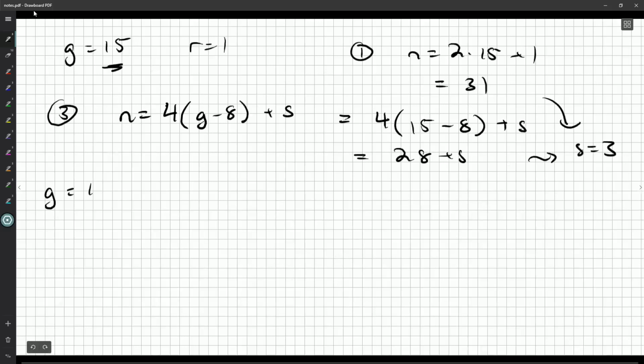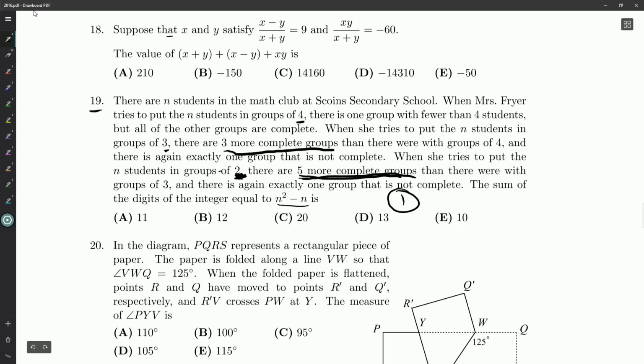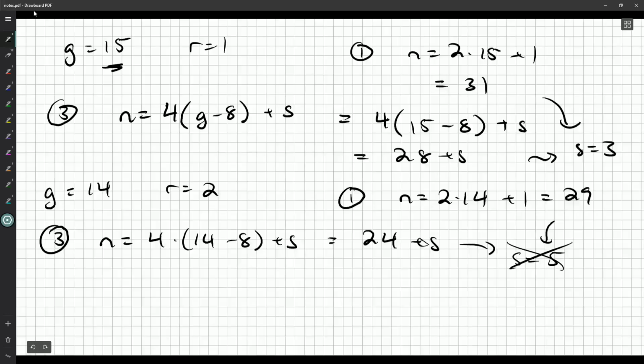Let's try the other case. So g being equal to 14, so the remainder r being equal to 2. Plug that into the first equation, you'll get n is 29. If I plug g equals 14 into the third equation, I'll get 4 times 14 minus 8 plus s. 14 minus 8 is 6. 6 times 4, 24 plus s. For these two to both be happy, s has to be equal to 5. Well, no, because then we'd have an extra complete group, and we were told there were... Actually, we weren't told how many complete groups. I went back to the wrong thing.